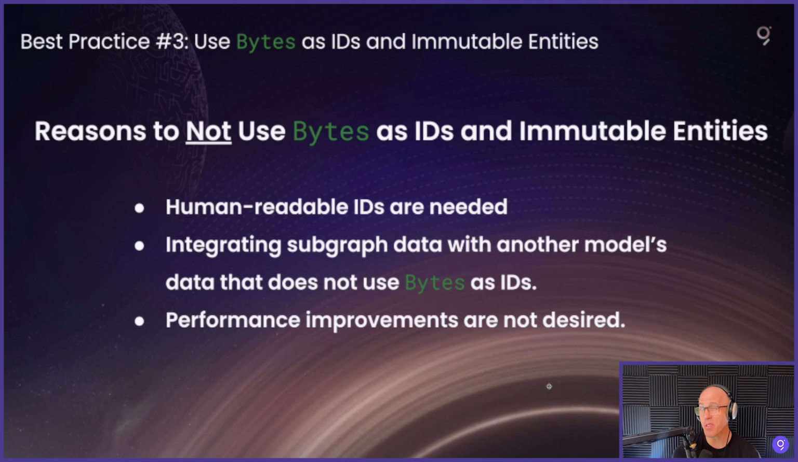There are a few other reasons to not use bytes as IDs and immutable entities. Number one, human readable IDs are needed. Let's say we want IDs for whatever reason to be human readable. Then string is the way to go. Number two, integrating your subgraph's data with another model's data that does not use bytes as IDs, so if we have data from different locations all trying to come together. And then finally, performance improvements are not desired. If you're okay with just hacking around and poking around, you don't need to. But if you are eventually planning to publish to The Graph Network and want a production-ready subgraph, it's best, if possible, to use bytes as IDs and immutable entities wherever possible.